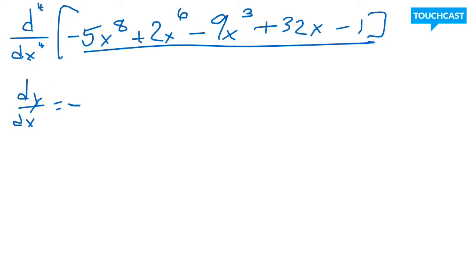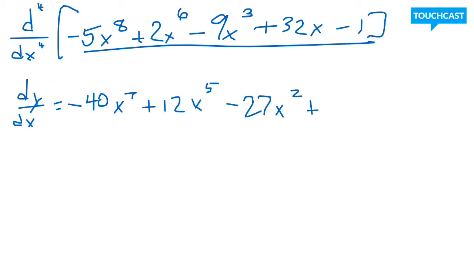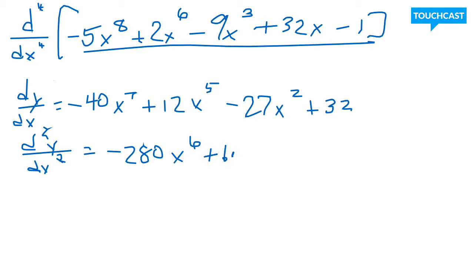So the 8 is going to come to the front. I'm going to have negative 40 x to the 7th plus 12. The 6 times the 2 makes the 12. x to the 1 less is x to the 5th, minus 27x squared plus 32. The second derivative, now I'm going to take the derivative of the function I have here, is called d squared y dx squared. So 7 times negative 40 is negative 280 x to the 6th, plus 60 x to the 4th, minus 54x.